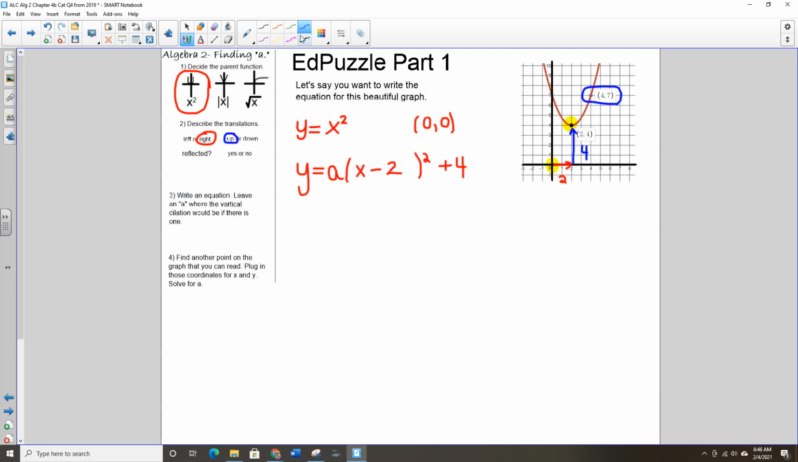4, 7. All right. And the way we're going to decide where it goes is 4 is the x coordinate and 7 is the y coordinate. So what are we going to plug in for the y right here? 4 or 7? The correct answer is 7. 7 equals, and we don't know A.